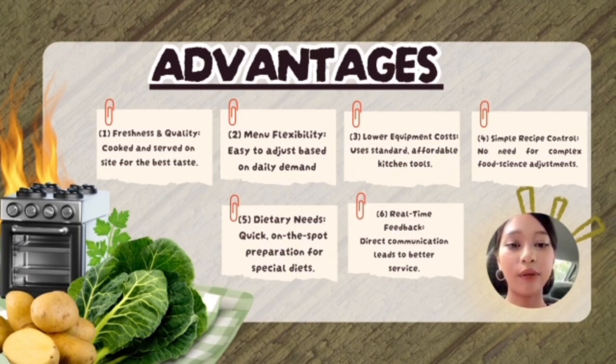Fifth, better dietary support. The kitchen can quickly prepare small custom batches for specific needs such as halal or allergen-free meals to meet immediate demand. And finally, direct feedback loop. Proximity between the kitchen and the dining area allows staff to hear student feedback instantly and make real-time improvement to the service. To summarize, while the system requires a skilled team during peak hours, it delivers high quality and inclusive meals for students.